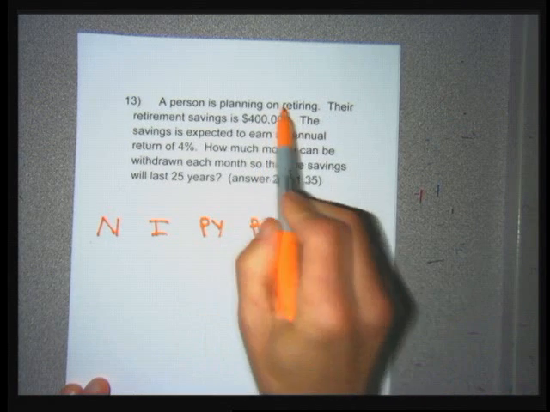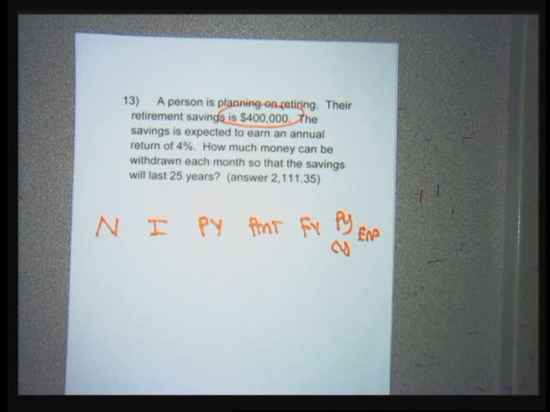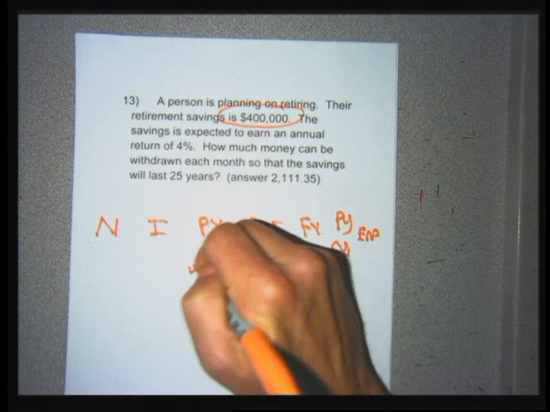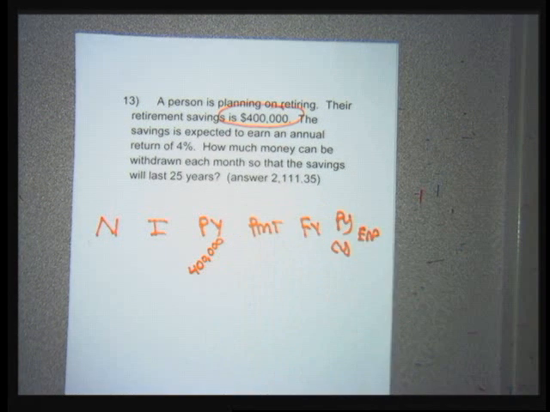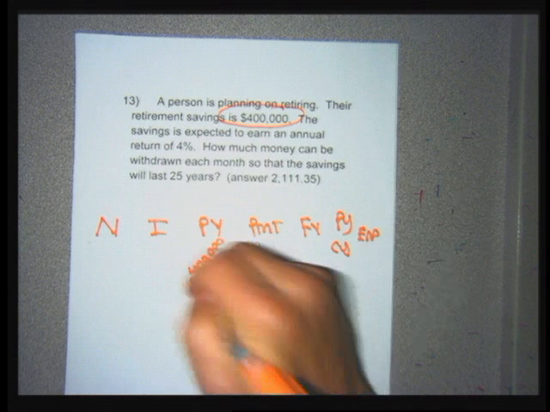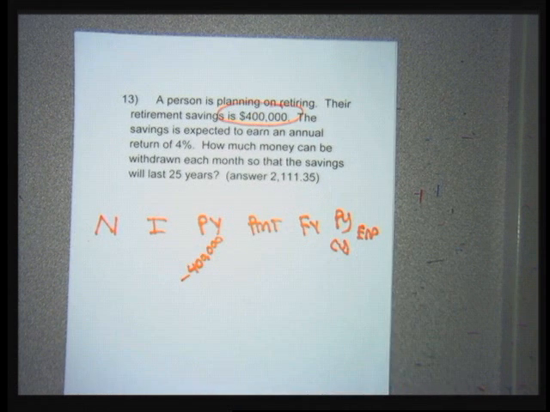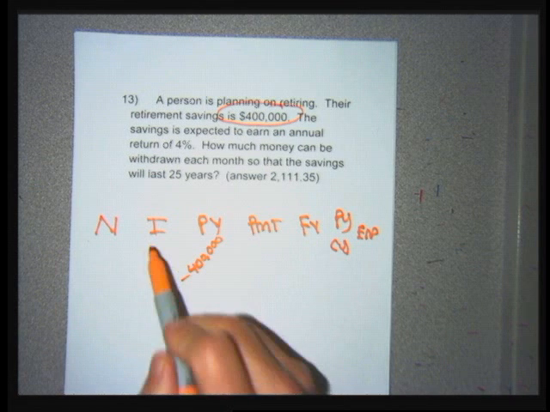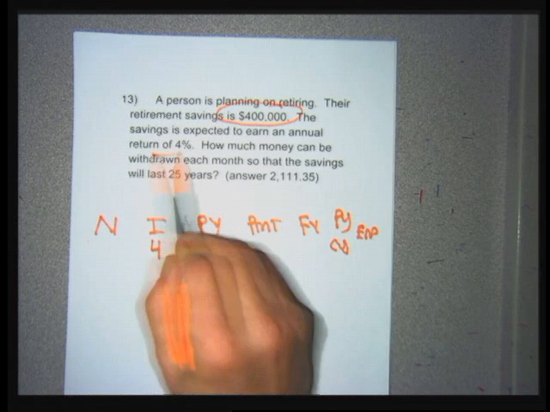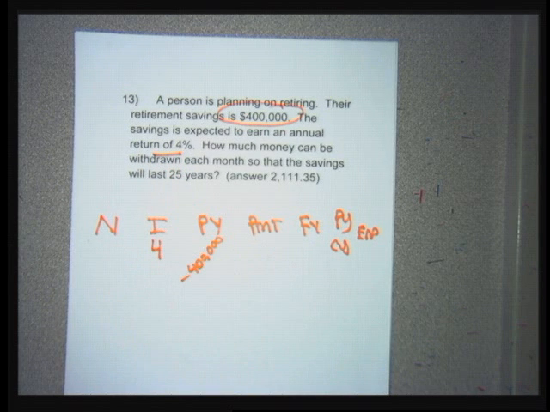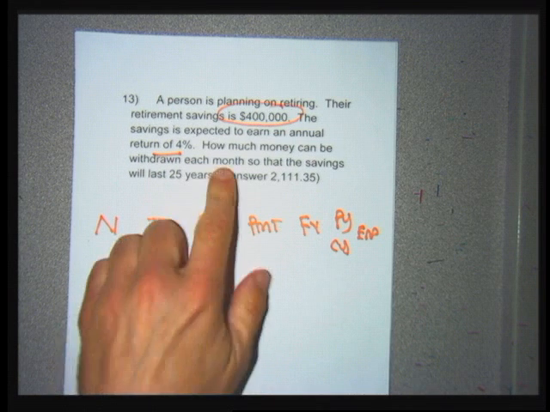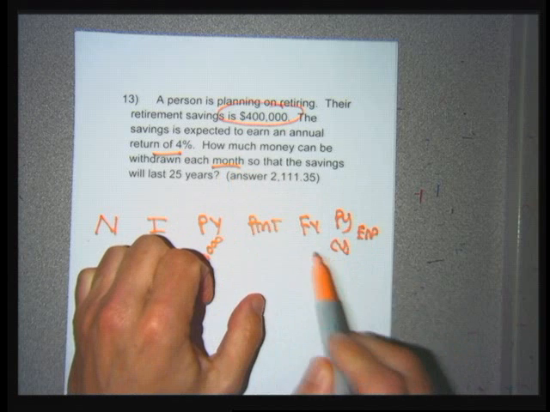As I read through 13, the $400,000 is the amount somebody has saved up when they're ready to start pulling money out of their account. That amount needs to go into the PV. I'd probably make it negative, but really the sign doesn't matter because I only see one dollar amount there to enter. And if I only have one dollar amount, the sign's just not that important. As I continue reading through this problem, I see the person's going to get a 4% interest rate. They're going to withdraw monthly for 25 years, and they're going to run out of money.